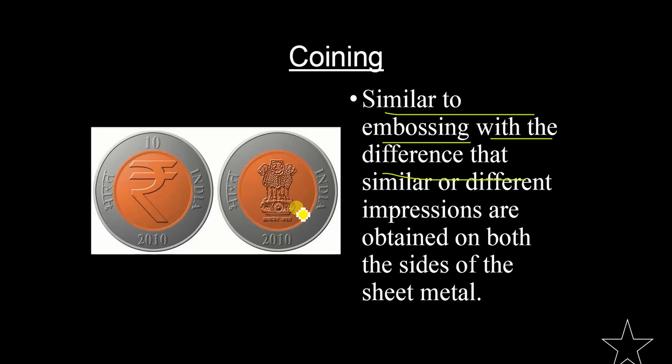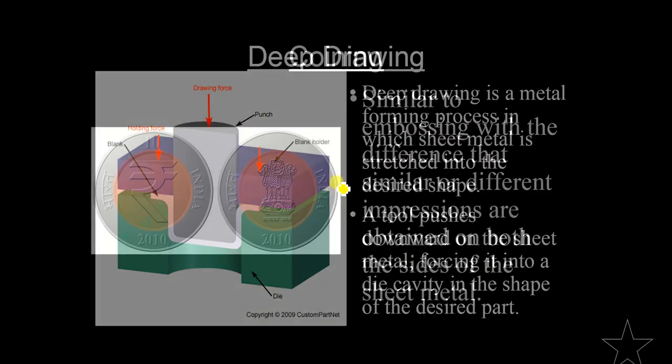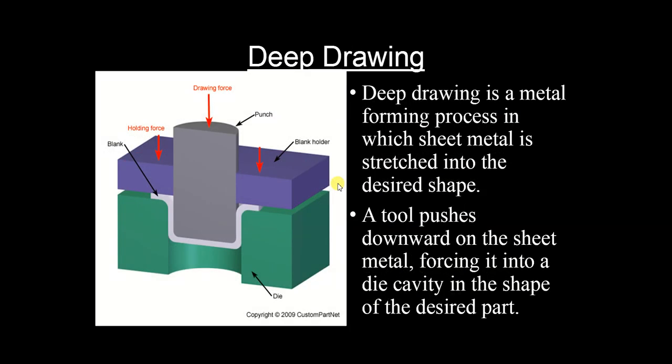Clear? But in this coining process, we can have different impressions obtained on both sides of the sheet metal. So you can see there is a different shape over here, and there is a different shape over here. This is a currency of a country. Clear? So we have this coining process basically. And I'll just stop over here, and we'll go to the next slide in the next video.